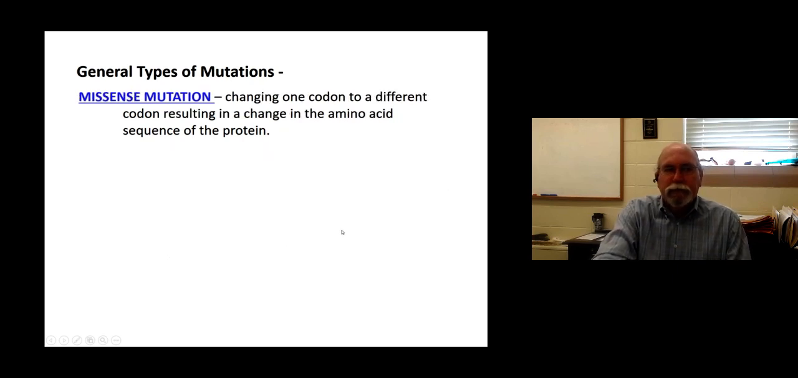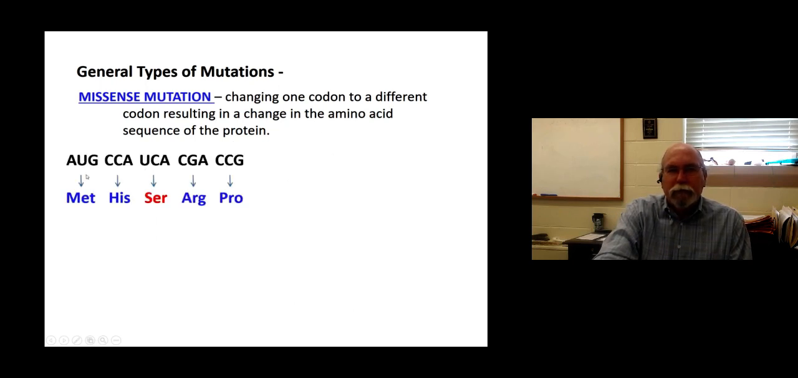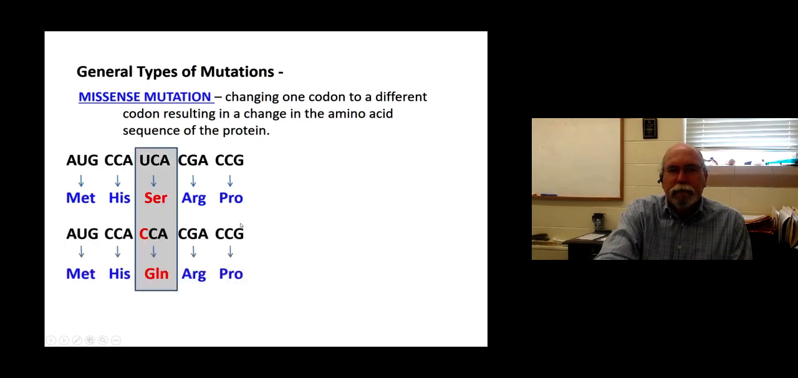Well, then we move to ones that do have effects. Missense is where we do change the amino acid sequence. So we'll just start out with one that looks like that. It's got our Met here, histidine, serine, arginine, proline. We make a single base change, in this case in the first position. And that changes what we end up putting down here.